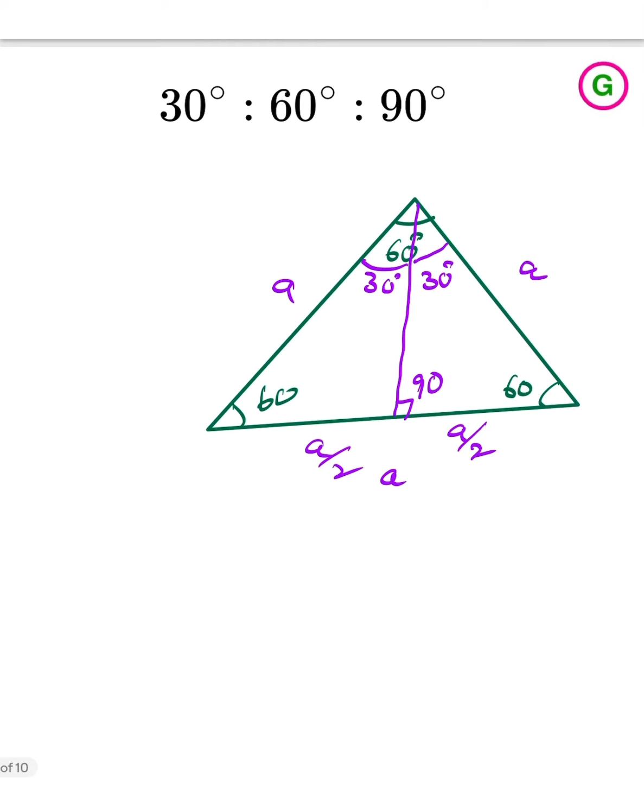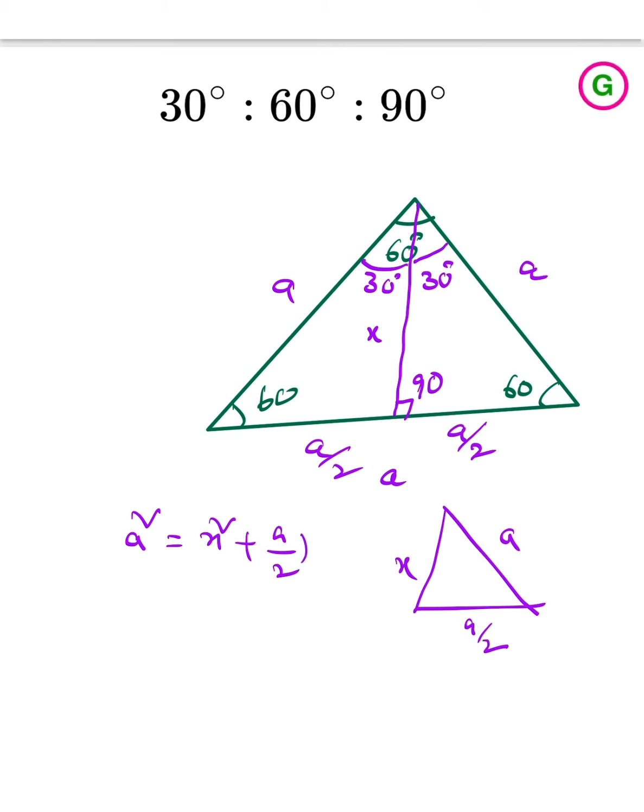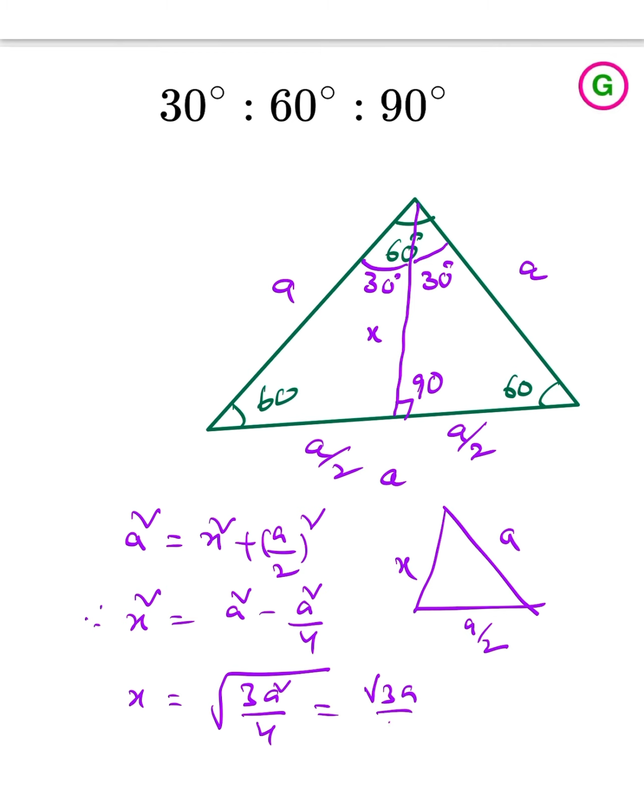Now we need to find the x value. In this right angle triangle, the hypotenuse is a and this side is a by 2. Then hypotenuse square, a square, equals x square plus a by 2 whole square. Therefore x square equals a square minus a square by 4. Then x equals root over 3a square by 4, that is root 3a by 2.